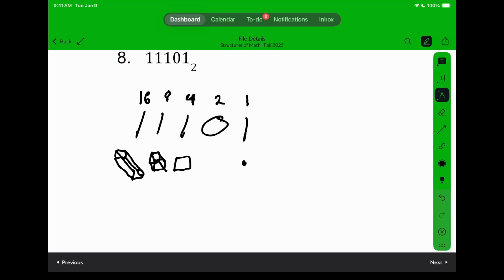So then we can add it up. So 16, we have a 16, the long cube. 8, we have that. 4, we have that. 2, we don't have that. But 1, we do have that. 16 plus 8 is 24, plus another 4 is 28, plus another 1 is 29.